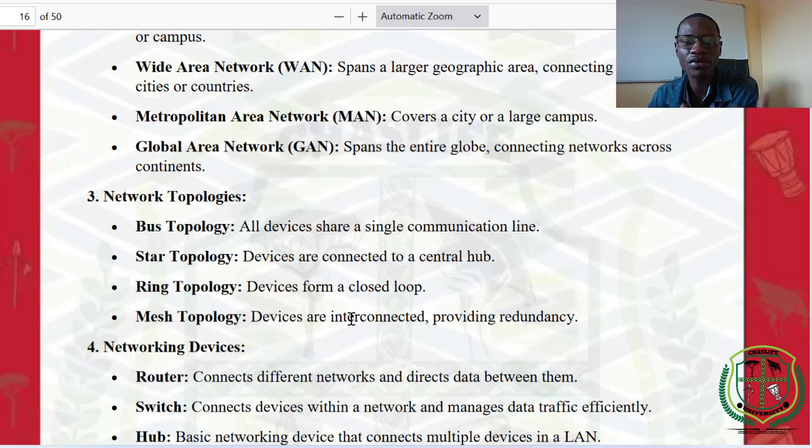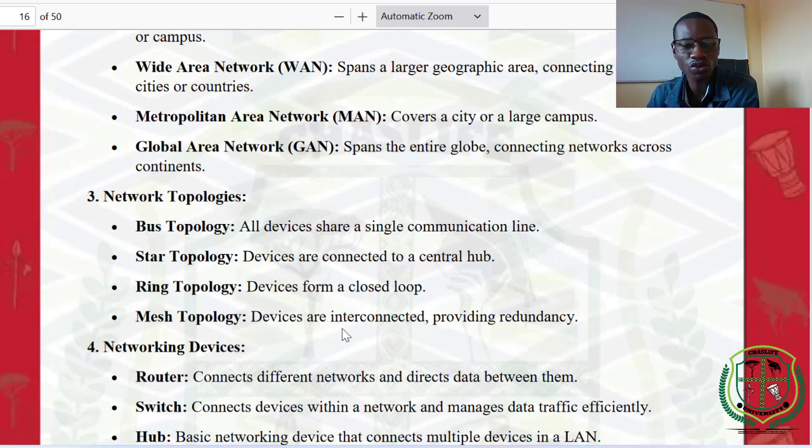Then there's what we call a ring topology. In a ring topology, devices form a closed loop, just like the way a ring is. They form a closed loop.